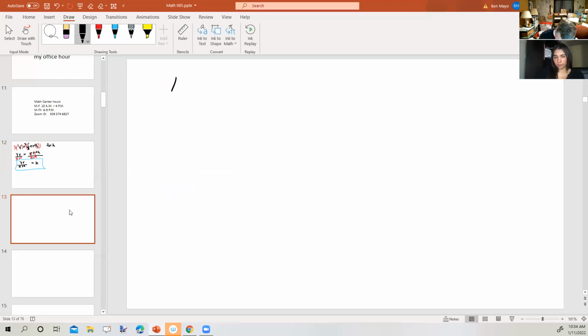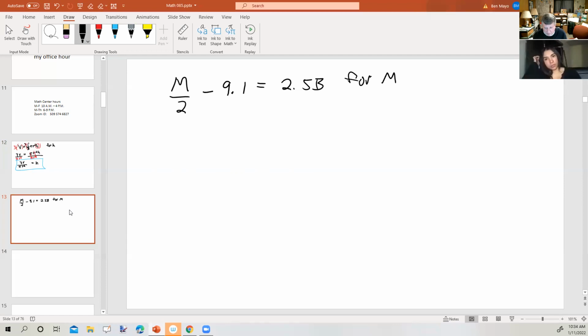We have m divided by 2 minus 9.1 equals 2.5b. We are to solve for m. And as I mentioned before, don't change cases. If it's a capital B, you need to put in a capital B. If it's a capital M, you need to put in a capital M. If you put in a lowercase when it's supposed to be an uppercase, WebAssign will mark it wrong. So be careful with that. All right, we are to solve this for m.